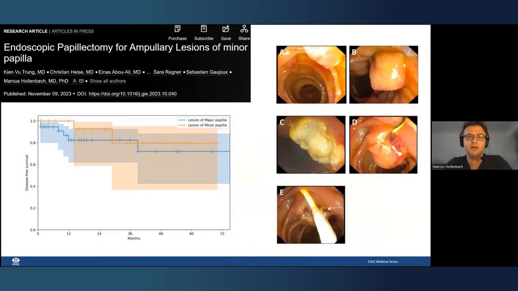So, and this is my last slide. We also analyzed the endoscopic papillectomy for lesions of the minor papilla. The lesions of the minor papilla are very, very rare, about 1% of all endoscopic papillectomies we did in our huge cohort. And we here found that you can also do the papillectomy for such lesions. You have comparable outcomes and a low complication rate. And if you ever find a lesion of the minor papilla, then you also could very easily do endoscopic papillectomy.